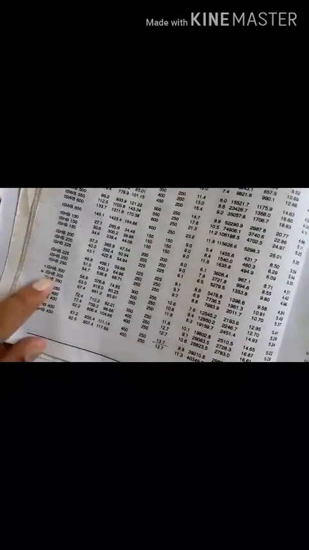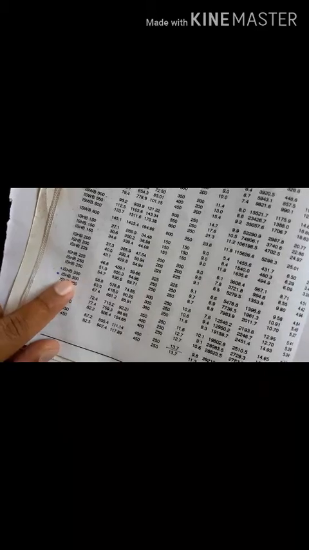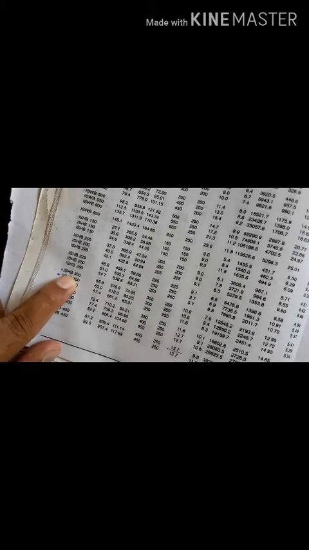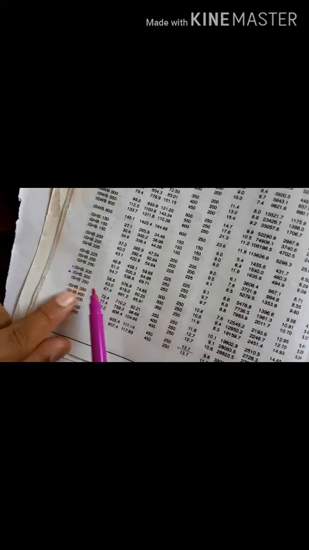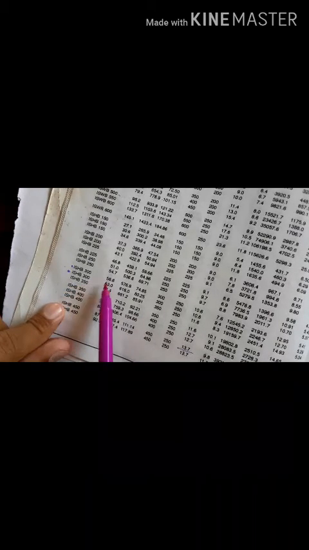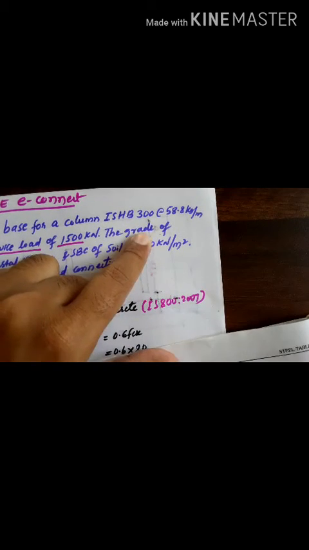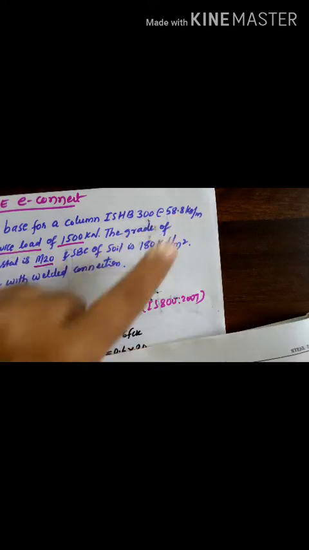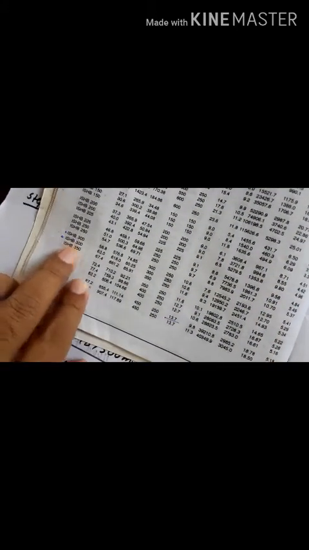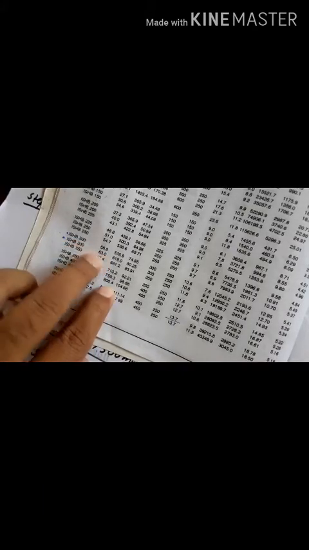Here, given ISHB 300, there are two sections. You can see ISHB 300 and ISHB 300, but the weight differs. One has a weight of 58.8 kg per meter, another one is 63 kg per meter. In our case, the section given here is ISHB 300 at 58.8 kg per meter. So that section only you have to refer to in the steel table.